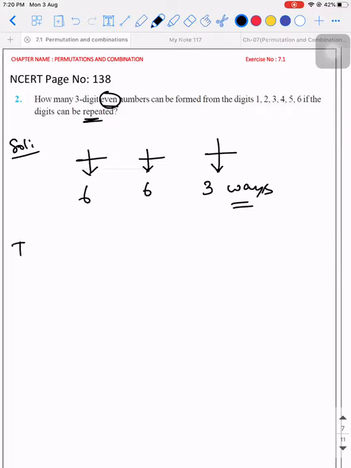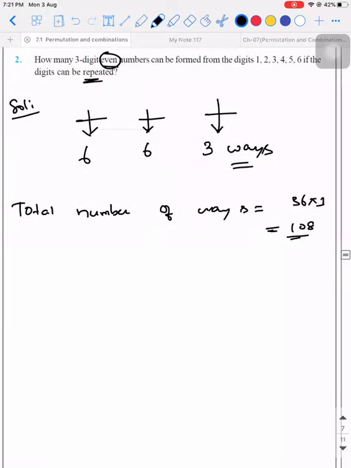So total number of ways, 108. 36 into 3, that is 108. So 108 such even numbers you can generate. 108 such 3-digit even numbers that you can generate. Okay.